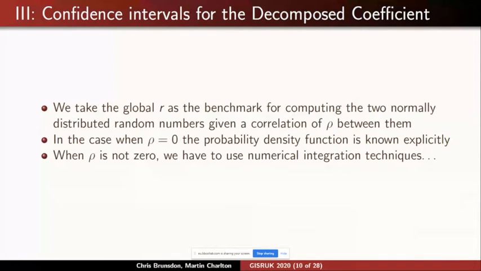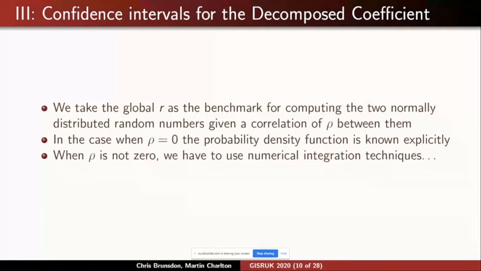Now, I'll not put a map up quite yet because we'll just have a look through the examples. I'm just keeping an eye on the time here. So if the global r is the benchmark, then we compute two normally distributed random numbers. What we do is calculate streams of random numbers given a correlation of rho between them.